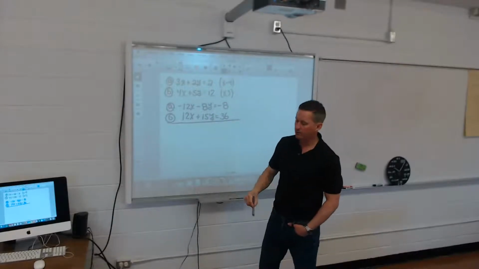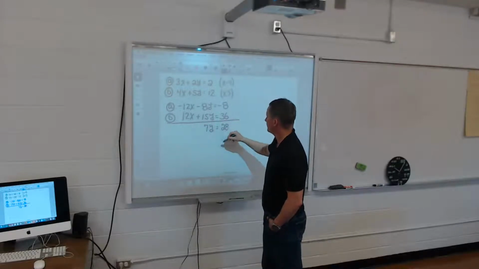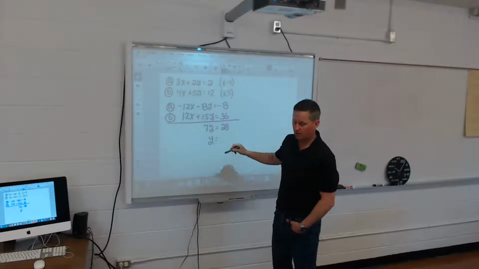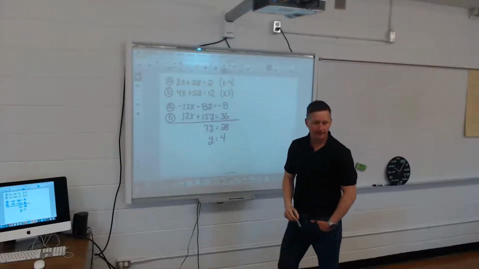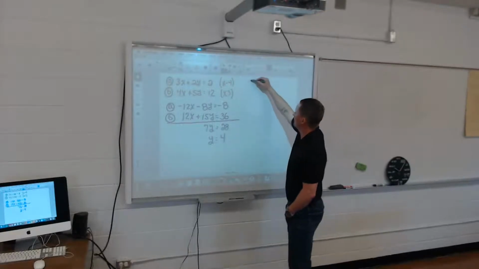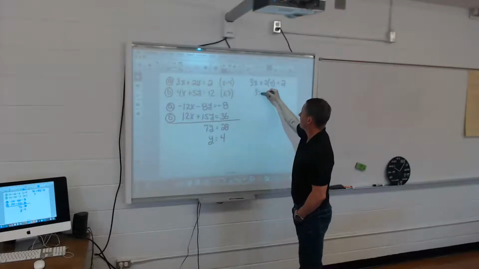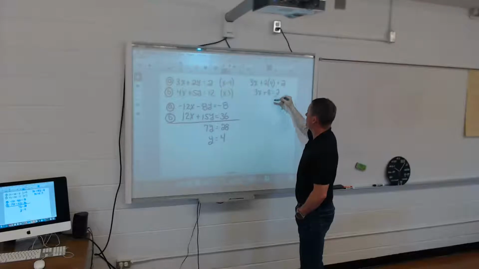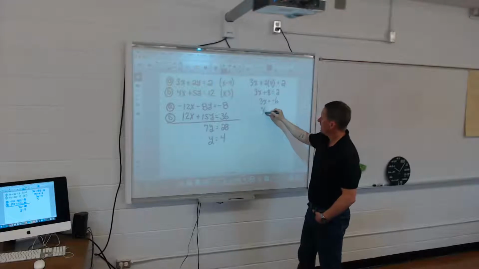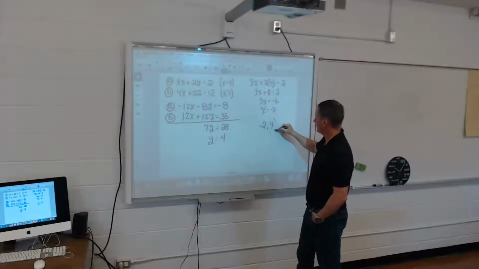That gives me 0. This gives me 7y. This gives me 28. y is equal to 4. Now I have to use one of the two equations to find out what x equals. So I go 3x plus 2 times 4 equals 2. 3x plus 8 equals 2. 3x equals negative 6. x equals negative 2. So my solution, where these two lines intersect, is negative 2 and 4.